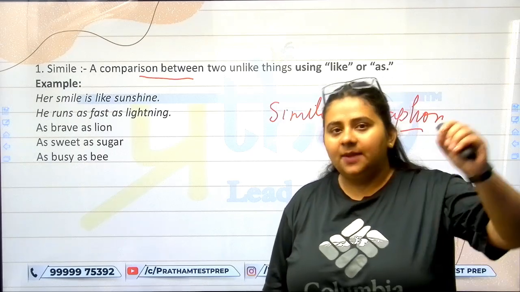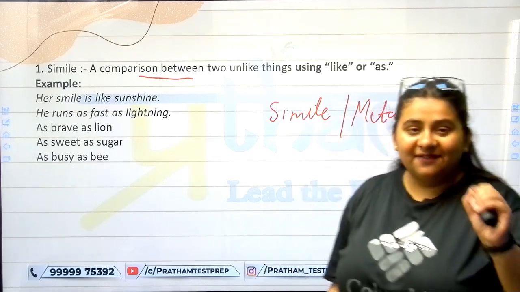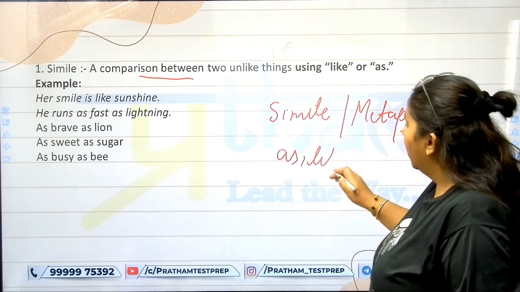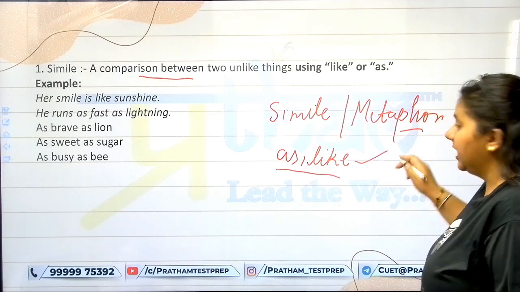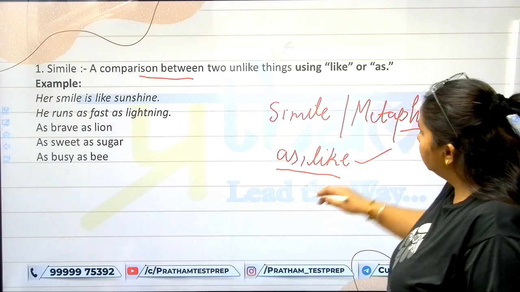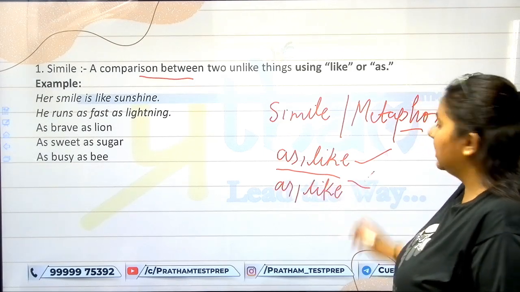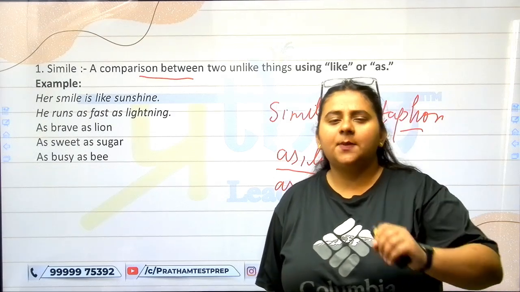Simile also does comparison, metaphor also shows comparison. The only difference is that simile is the comparison of things, of people, of objects by using like or as. Metaphor is also a way of comparison only, but it compares things without using like or as. Now I'll give you a very basic example.